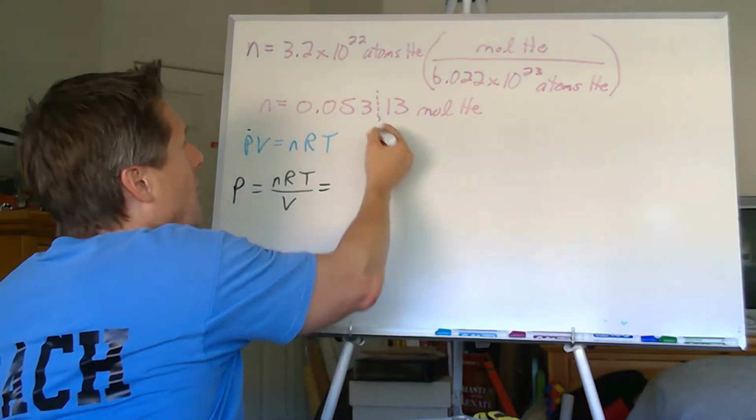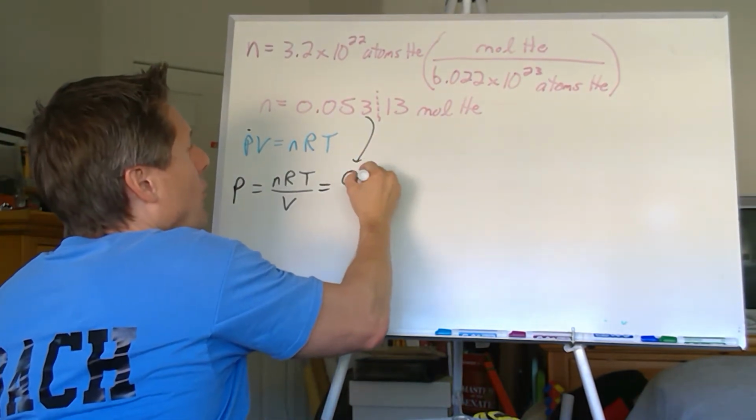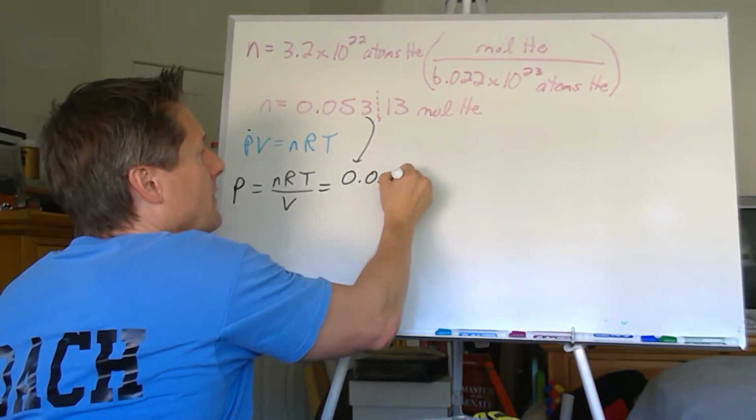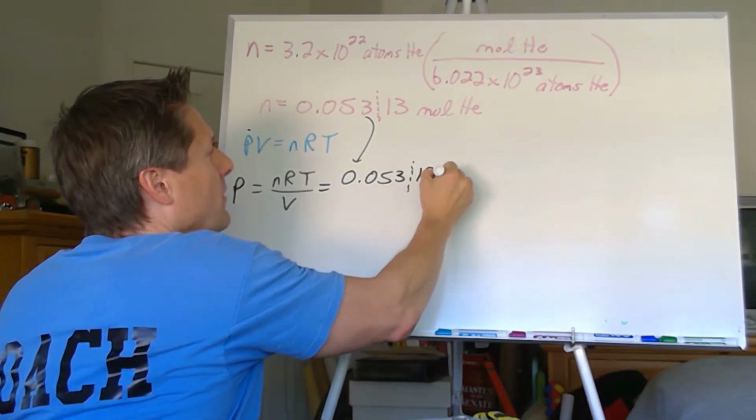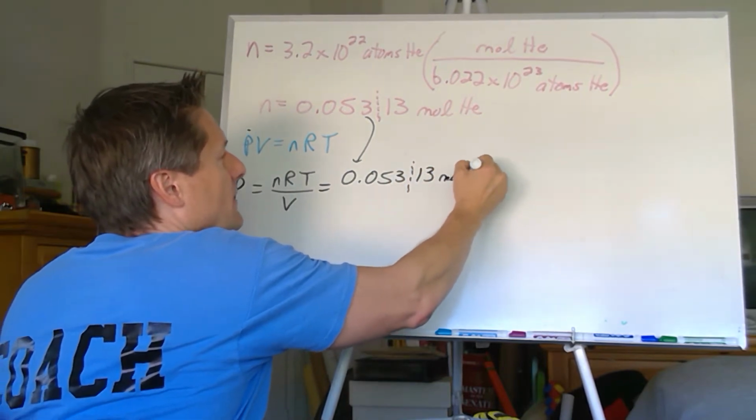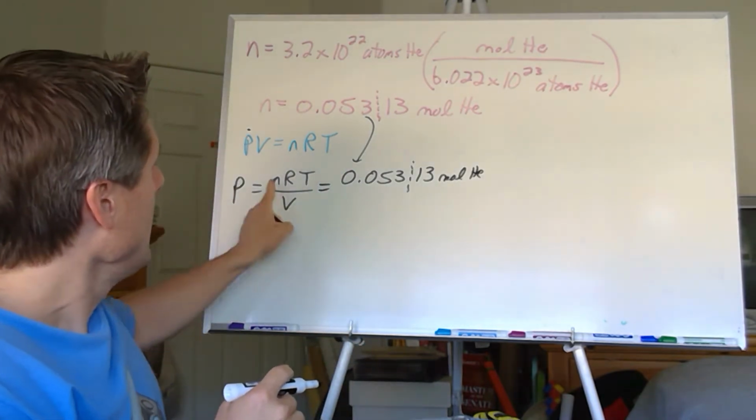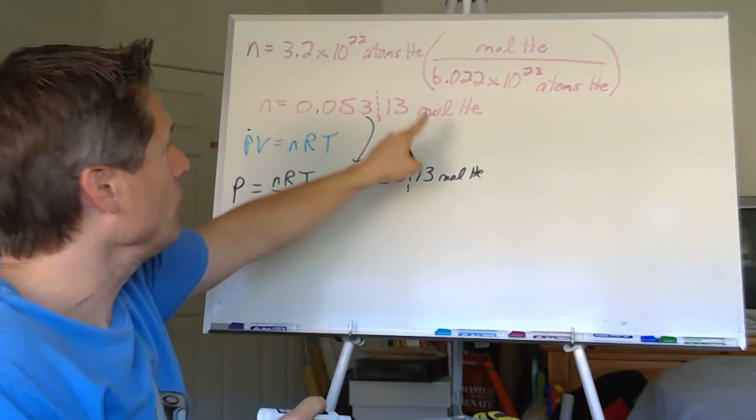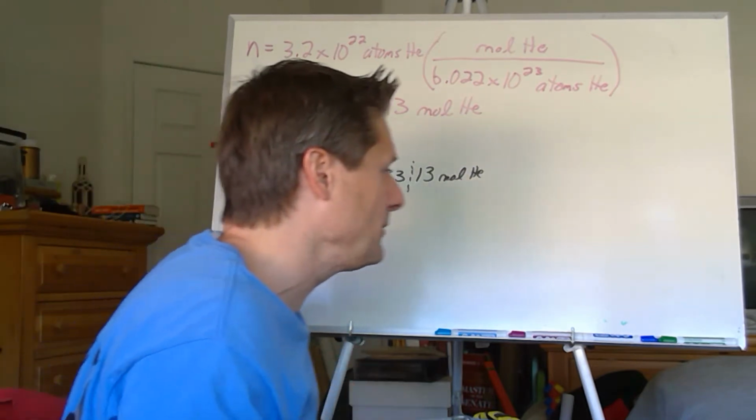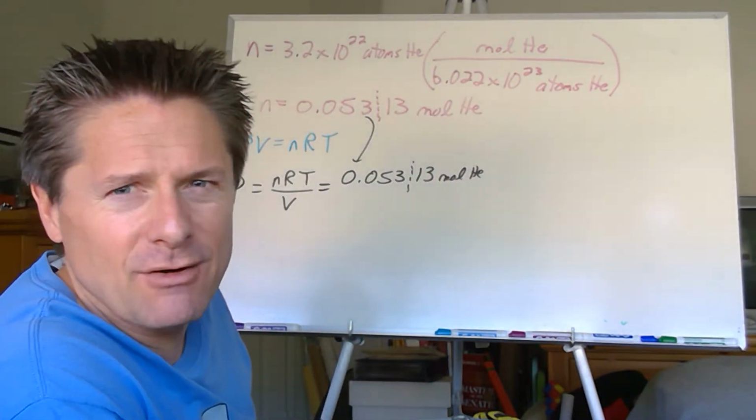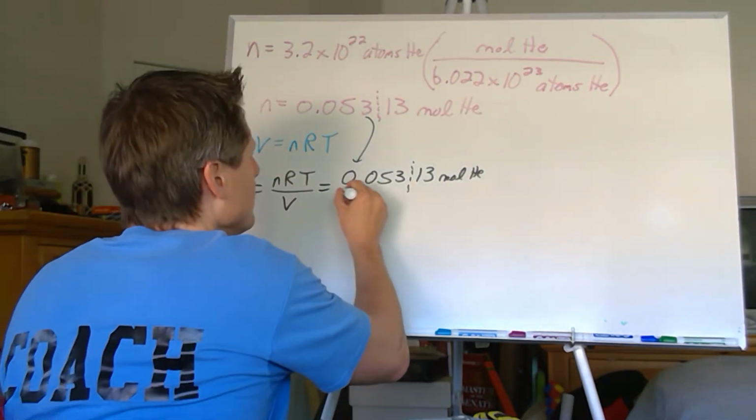So let's plug in our moles right there. 0.05313 moles. We don't even necessarily need to put the helium there. Let's divide that by the volume. What was our volume? Let's look at our problem. Tell me what the volume was. Was that 845 milliliters?